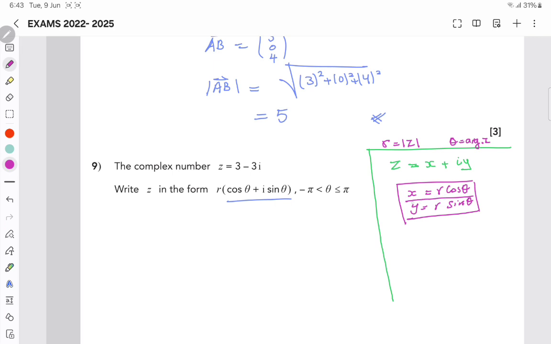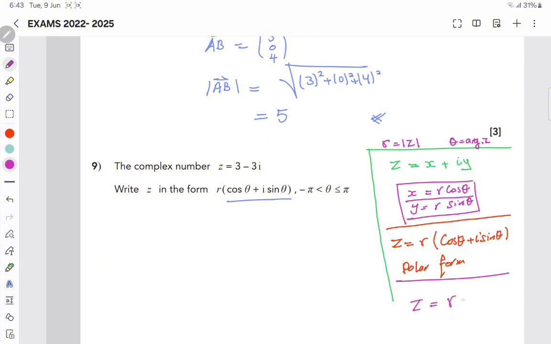If you substitute using x and y in the first form, you will get the second form, which is r times cosine theta plus i sine theta. That is called polar form. And using r and theta also, you can state the third one. It's called the exponential form. It will be r times e to the power i theta.